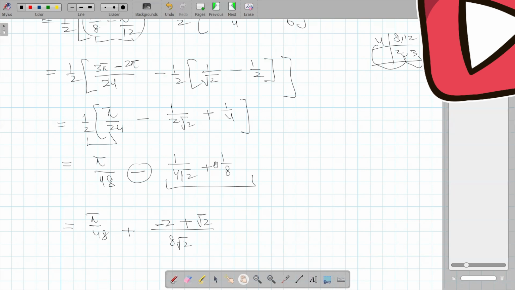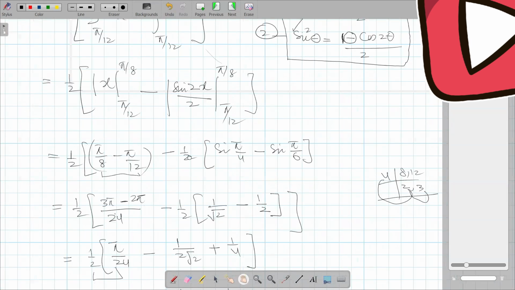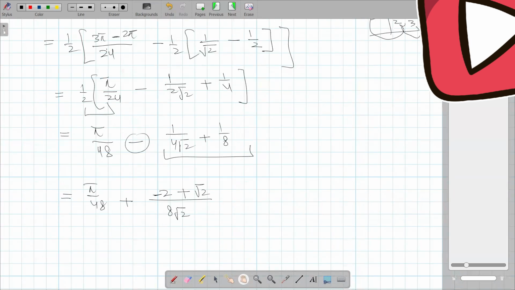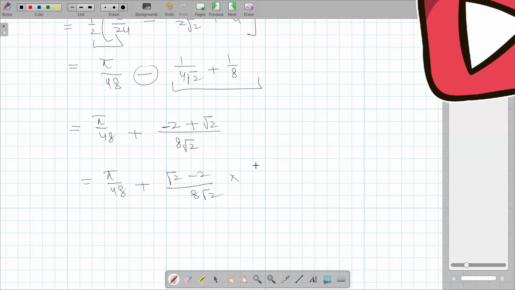Let's see again. The square root is in the numerator, right? So you will just multiply by the square root 2. Rationalizing with the square root 2 means multiplying and dividing by square root 2. This is square root 2 minus 2 divided by 8 square root 2. To cancel square root 2 from the denominator, you multiply and divide by square root 2.